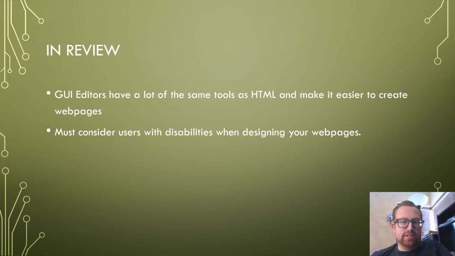So in the last lesson we talked about GUI editors, and they have a lot of the same tools as HTML, and they make it easier for you to create your web pages without having to know all of the necessary HTML code. One thing that you do need to consider if you do use a GUI editor is the users who may have a disability that use your web page, and if you have a disability yourself, you need to be careful about which GUI editor you use because they will not all be user friendly. So keep that in mind if you decide to use a GUI editor to design your web pages.